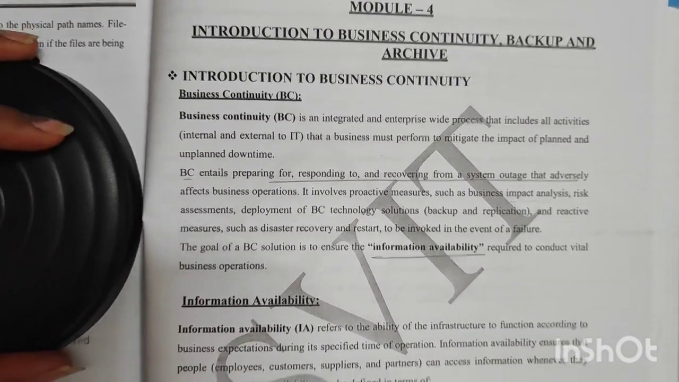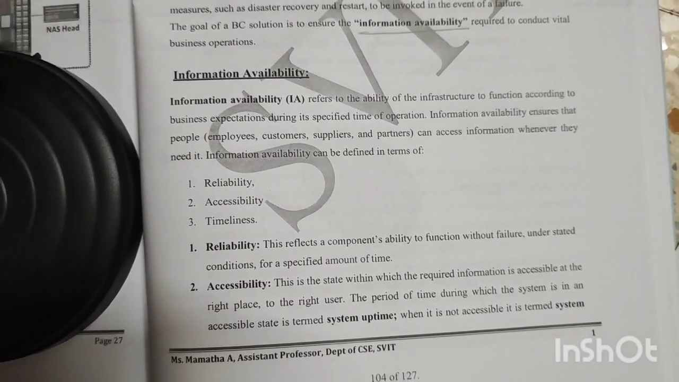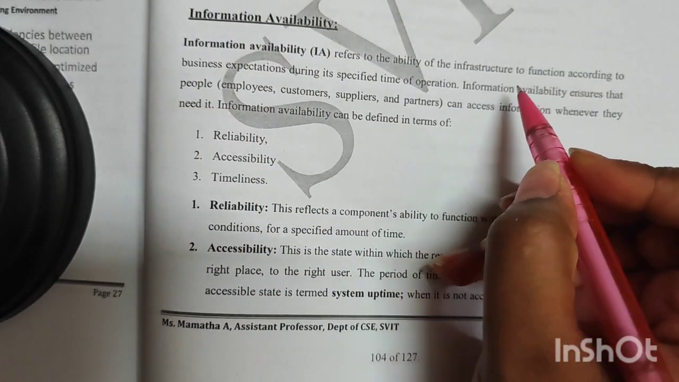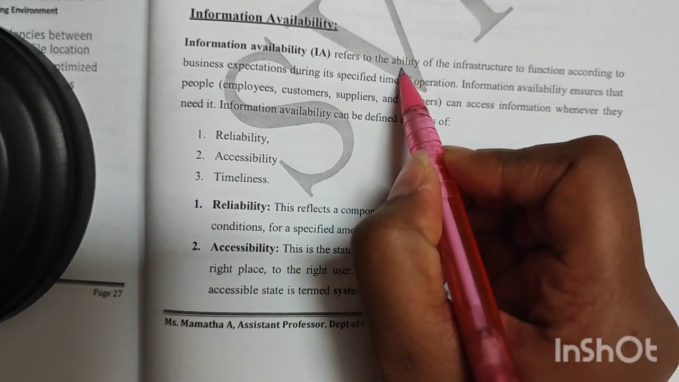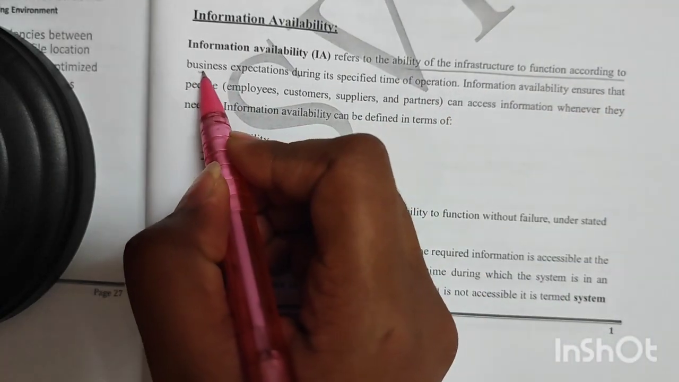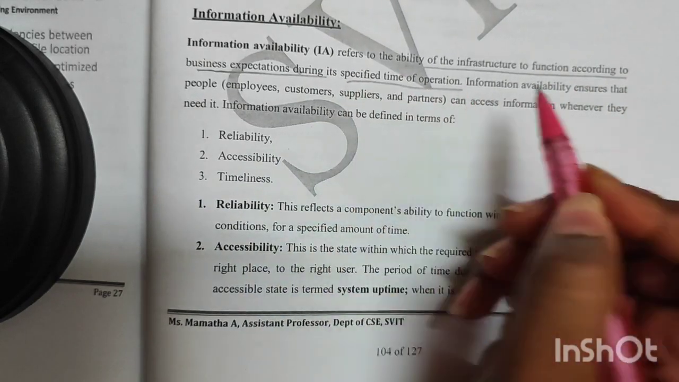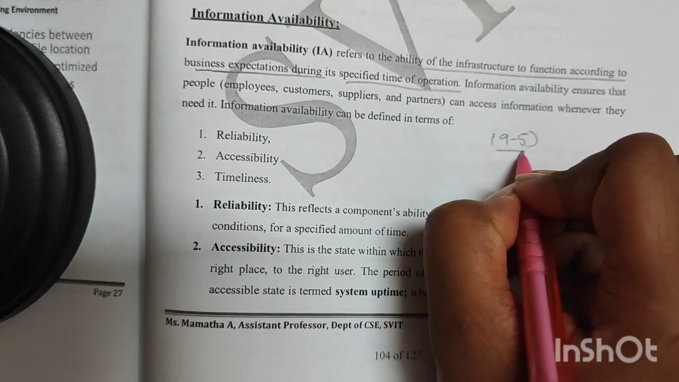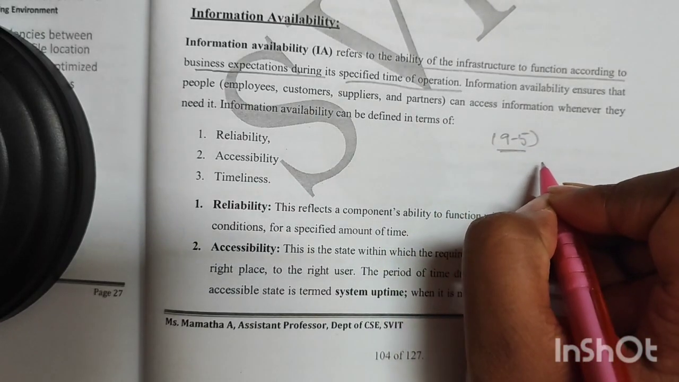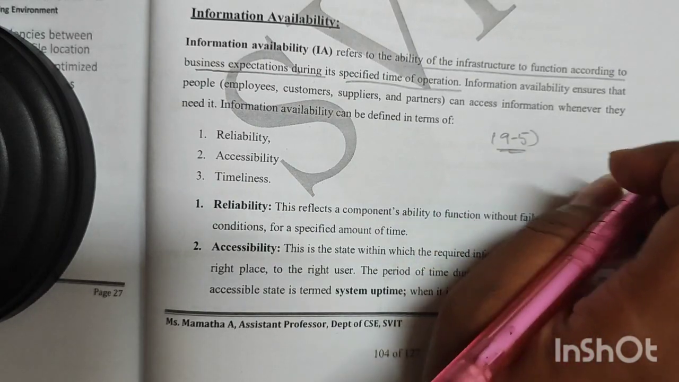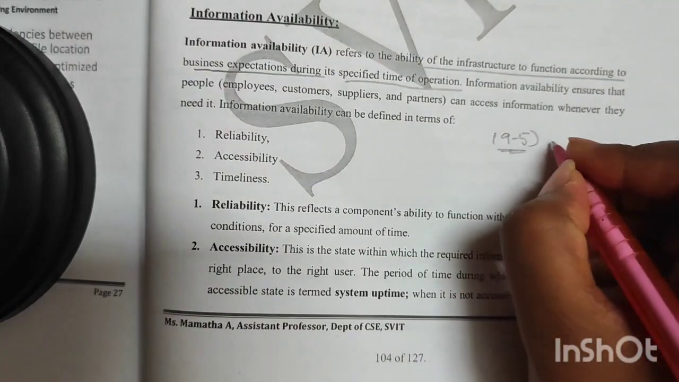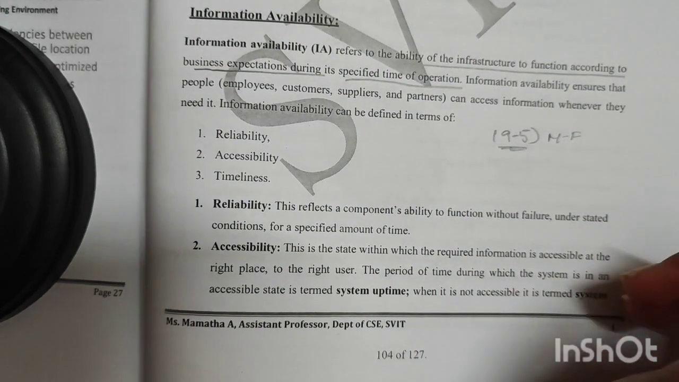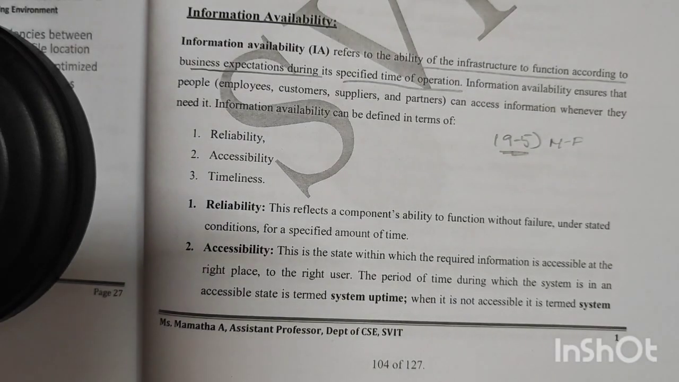Then we'll go and ask, what is information availability? Information availability is the ability of the infrastructure to function according to the business expectations during the specified operation time. This means that if your business operation is from 9 to 5, you're making sure that it is available from 9 to 5, every single day, or as specified. Like if you're working Monday to Friday, 9 to 5, then it should be available from 9 to 5, Monday to Friday. That's what your business expects you to do.